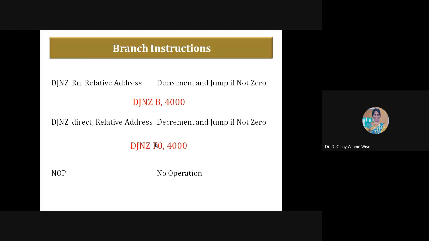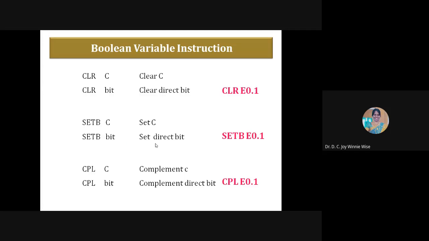So the last instruction is the no operation instruction. So whenever we want to, instead of deleting an instruction, that instruction can be changed as NOP, no operation. Okay. So these are the decrement instruction. And next one is the Boolean variable instruction. So clear C, clear the carry bit. And next one is clear the bit, means clear the particular bit.